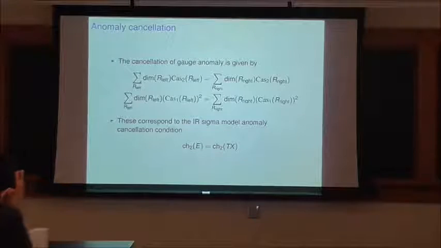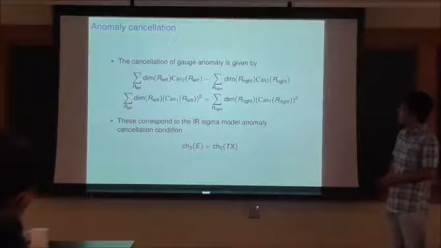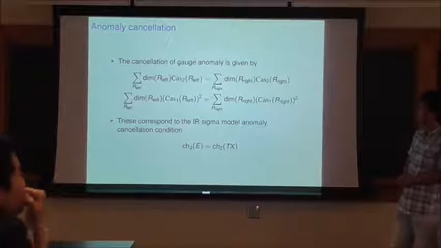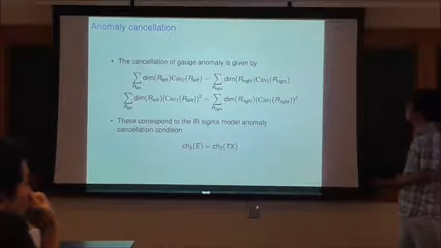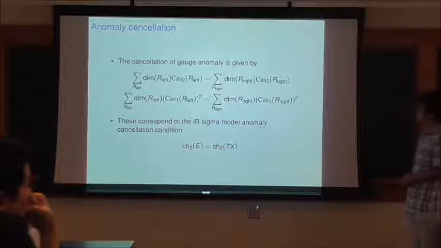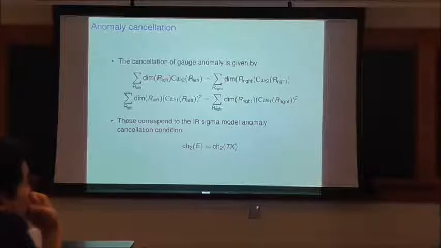And here, by R left, I mean the representation of the left moving fermions. And by R right, I mean the representation of the right moving fermions. So these are the anomaly cancellation conditions. Whatever your field content is, it has to satisfy these two equations.